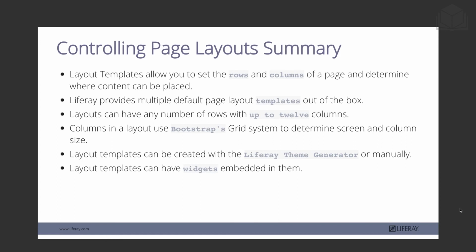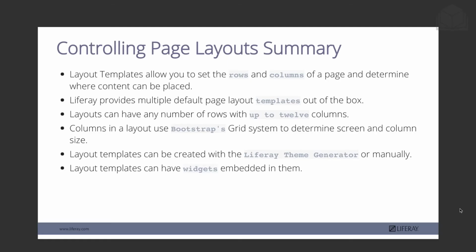So to recap here, layout templates are modules that we can use that include the rows and columns where we can add widgets to our page. They can be rapidly generated by using our NPM tools. They allow us to create new rows with columns that can go up to a 12 grid system from Bootstrap. So we can theoretically have up to 12 columns in any given row. And we can also embed widgets in them if we'd like. So these are pretty cool.